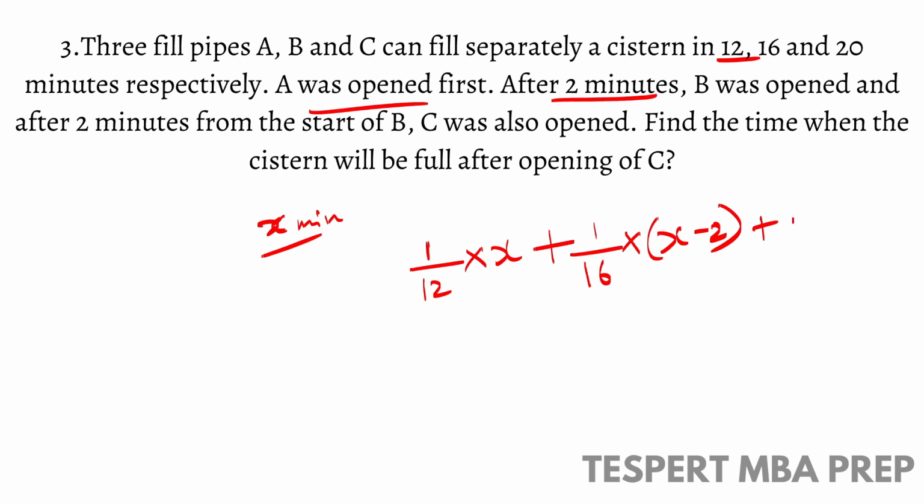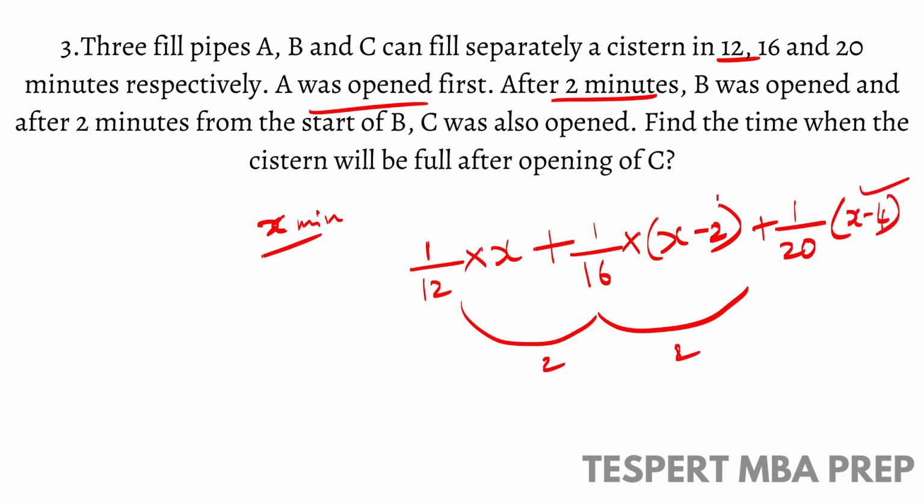Moving on to C, C can fill the tank in 20 minutes. So in 1 minute it can fill 1/20th part of the tank. But C joined 2 minutes from the start of B. So from here to here plus 2, here to here plus 2. So C started 4 minutes after A. So it will be X minus 4. So C worked for X minus 4 minutes, B worked for X minus 2 minutes, and A worked for X minutes.